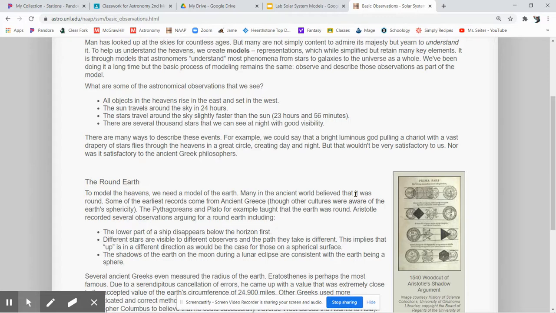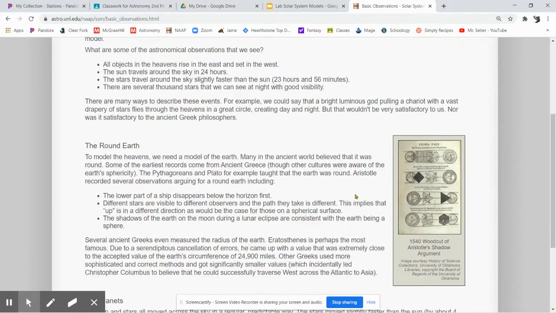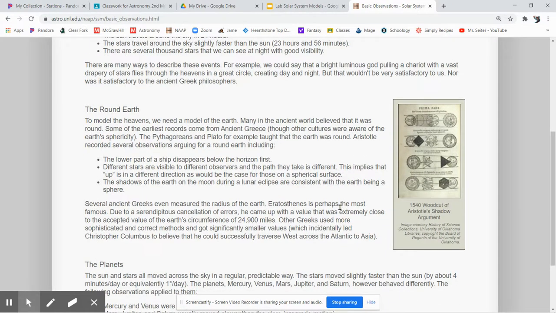There are many ways to describe these events. For example, we could say that a bright luminous god, pulling a chariot with a vast drapery of stars, flies through the heavens in a great circle, creating day and night. But that wouldn't be very satisfactory to us, nor was it satisfactory to the ancient Greeks. The model of the heavens.